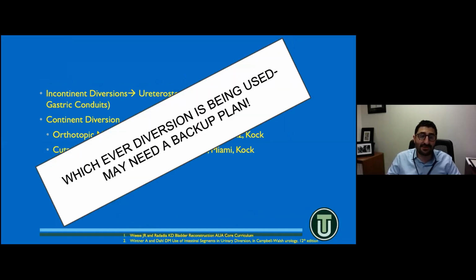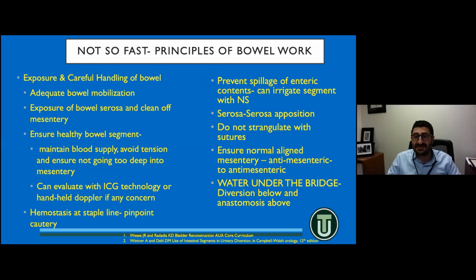So, like I said, whichever diversion you're planning to use, you may need a backup plan. We'll kind of go over reasons. So before we move on to the urinary diversion types, just talk a little bit about principles of bowel work. It's important to have adequate bowel mobilization. You want exposure of the bowel serosa and clean off the mesentery when doing your bowel anastomosis.